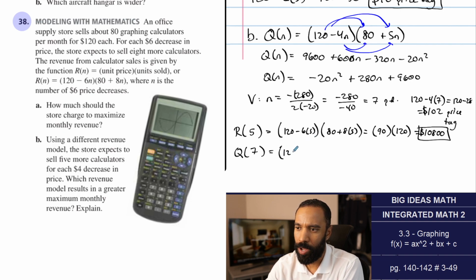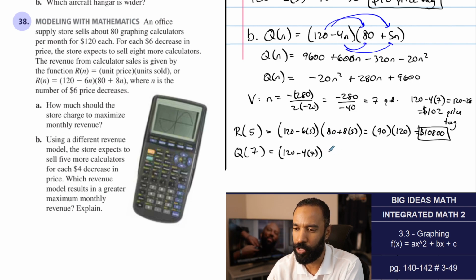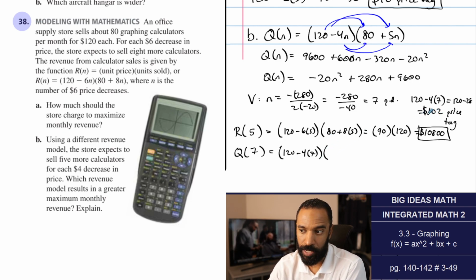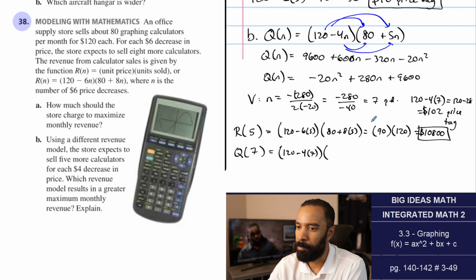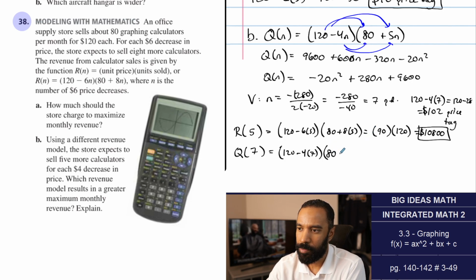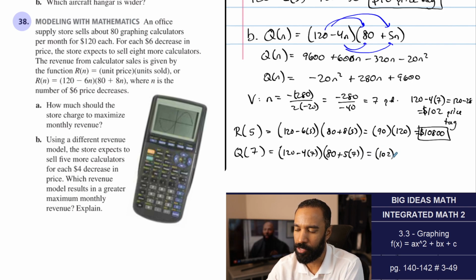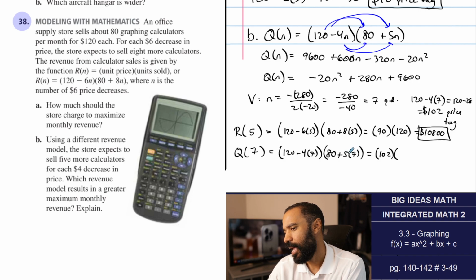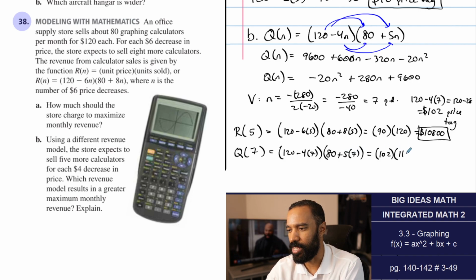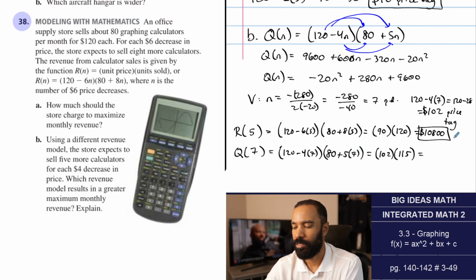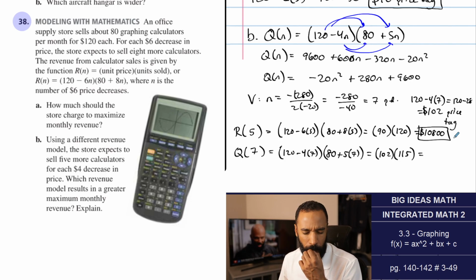We're going to do 120 minus 4 times 7. We found out that was 102, which we didn't need at the time. And then 80 plus 5 times 7. So this is going to be 102. I might need a calculator this time. 102 times 115. I can do that in my head.